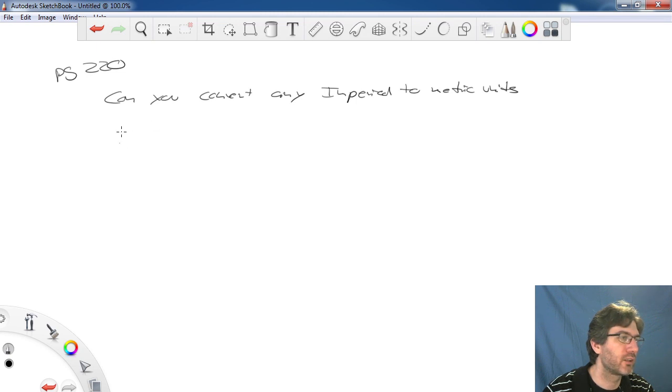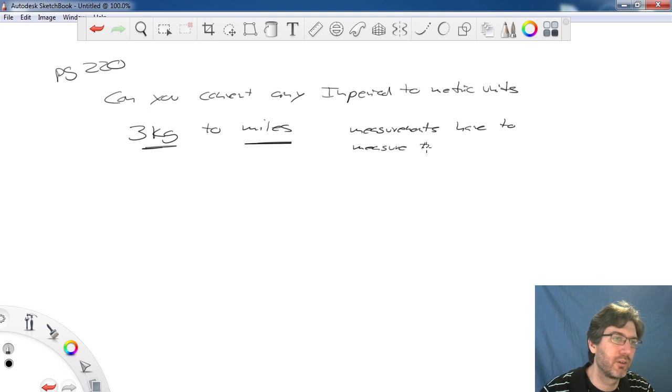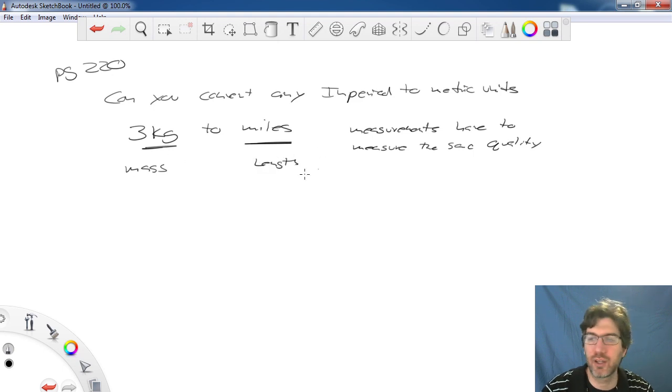All right, if I asked you to take, I don't know, 3 kilograms and tell me how many miles that is, right? Kilograms and miles don't measure the same quantity. So your measurements have to measure the same quality, right? This measures mass and this measures length. You can't convert mass to length. They are measuring 2 different things.